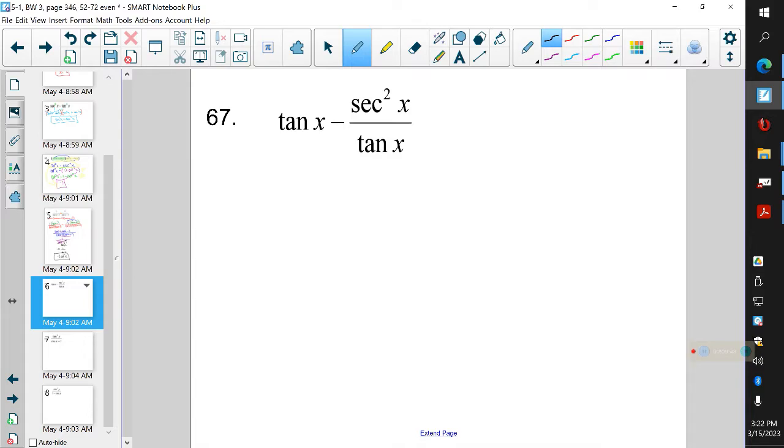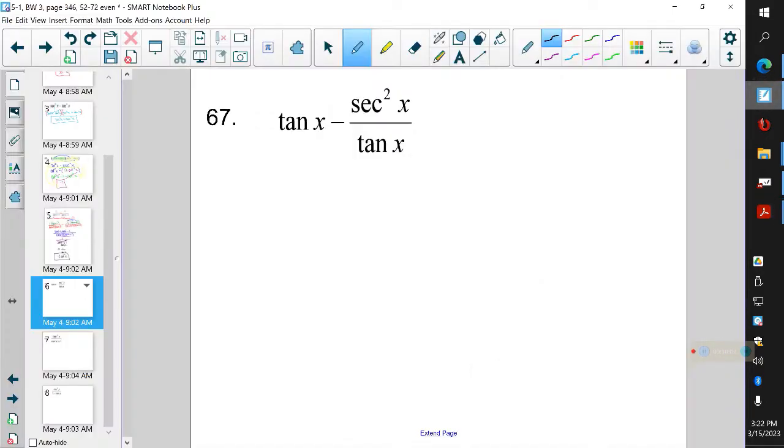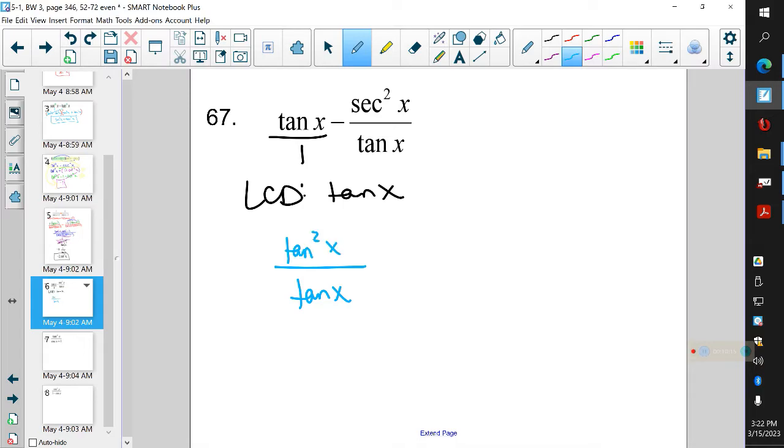Now, with number 67, the directions still are saying to subtract them. I'm probably not going to do this one because you're going to put this over 1 and you're going to go ahead and get tangents for your denominator. So I will set you up, and you're going to want an LCD of a tangent. So this is going to be the tangent of x, and this is going to be the tangent squared of x, and this is going to be the secant squared of x over the tangent. Marry them and apply your LCD, or apply your identities.